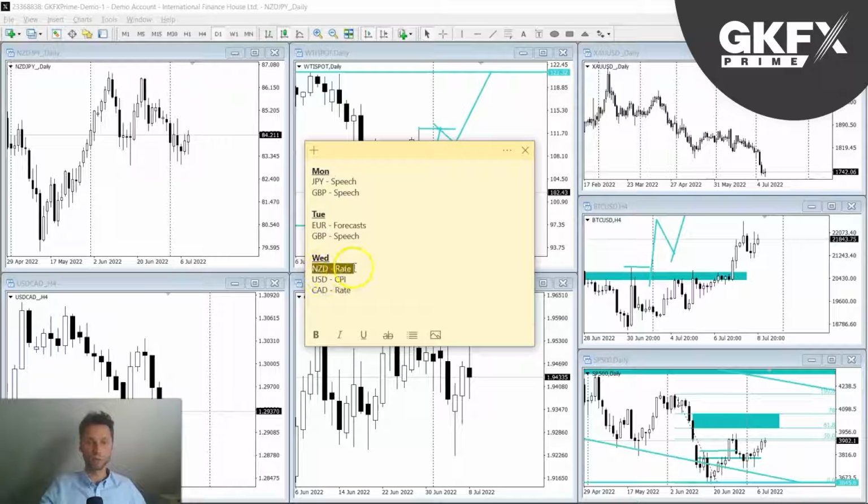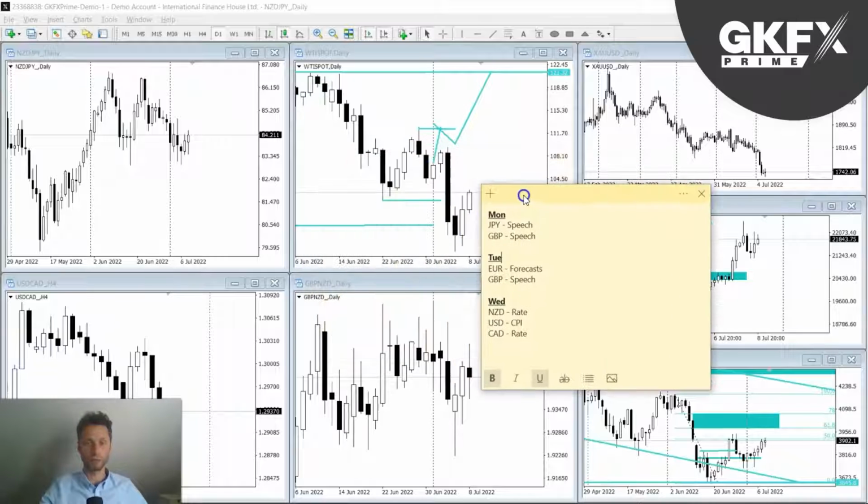We've got the rate announcement from New Zealand, so that will affect the New Zealand dollar, and a rate announcement from Canada, so that will affect any CAD pairs. Really something to watch out for here. Really major news to bear in mind, and that could affect some of the charts, some of the setups that we're looking at. So we're going to have to watch out for that.